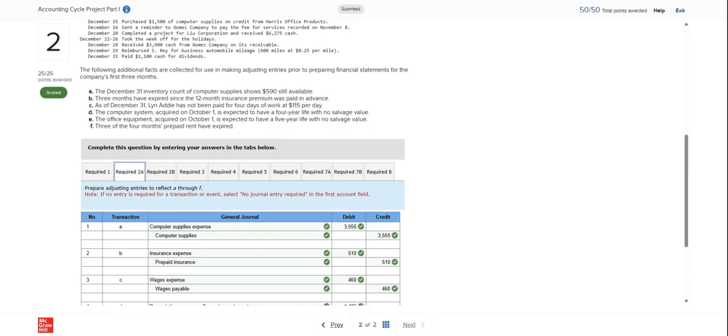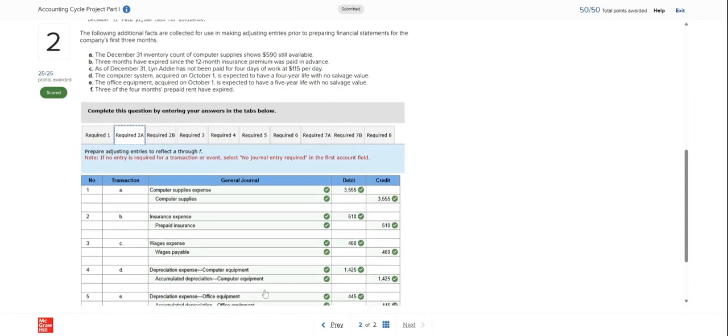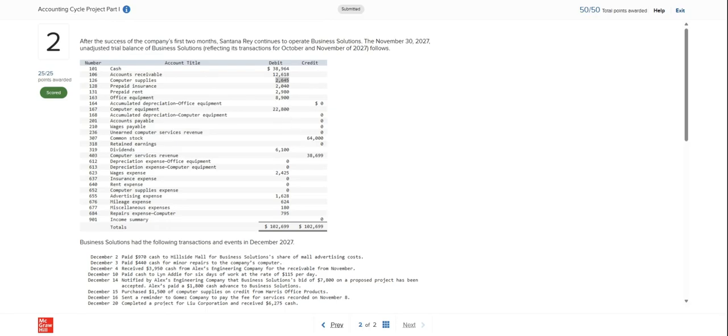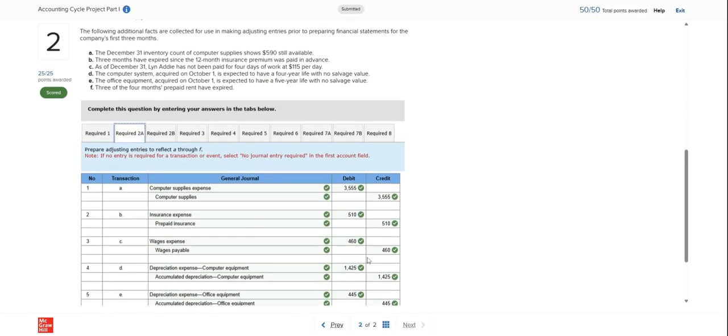And then for the 3 months of insurance that have expired since the 12-month premium. So we paid the total balance of insurance for $2,040 3 months ago. So if we take 3 months from that, it's going to be $510. And then we always debit to expenses.